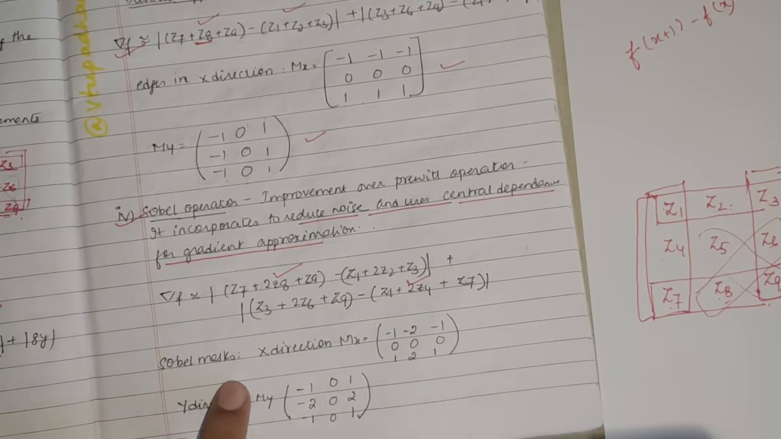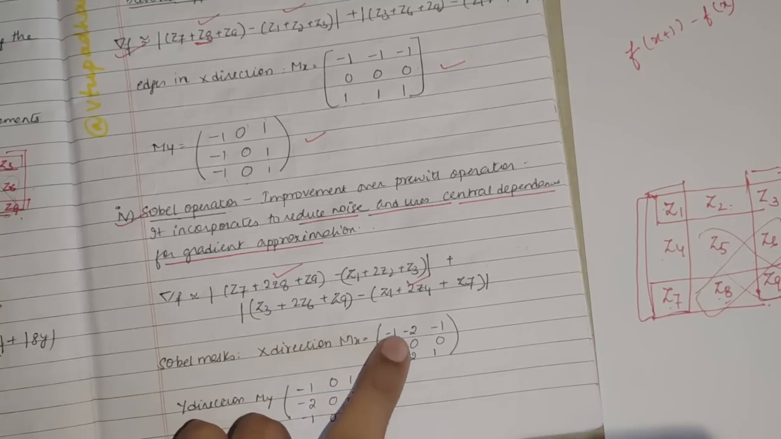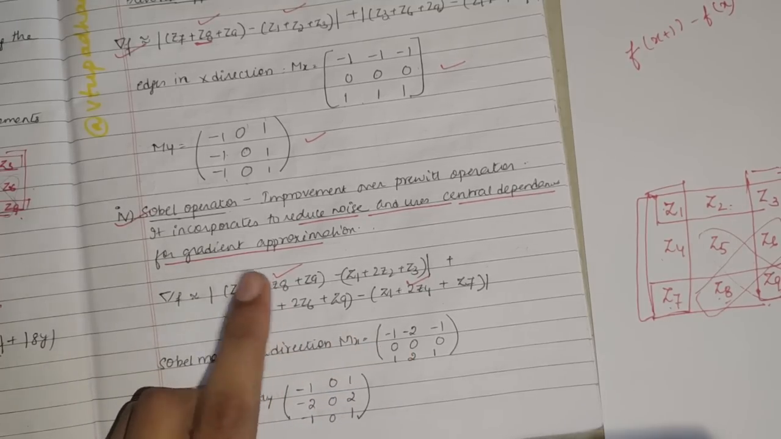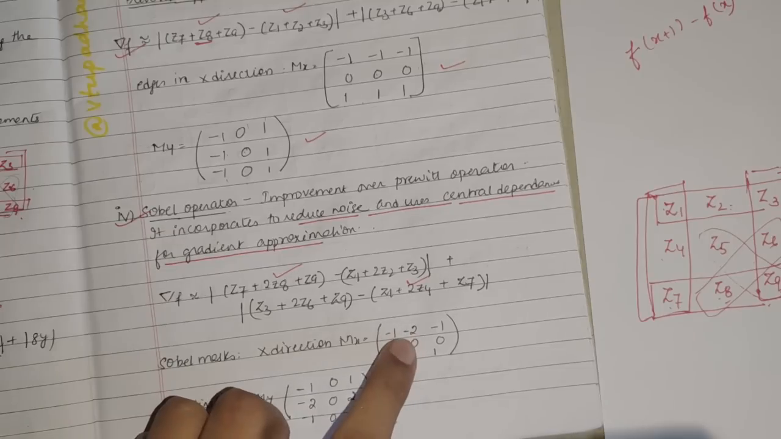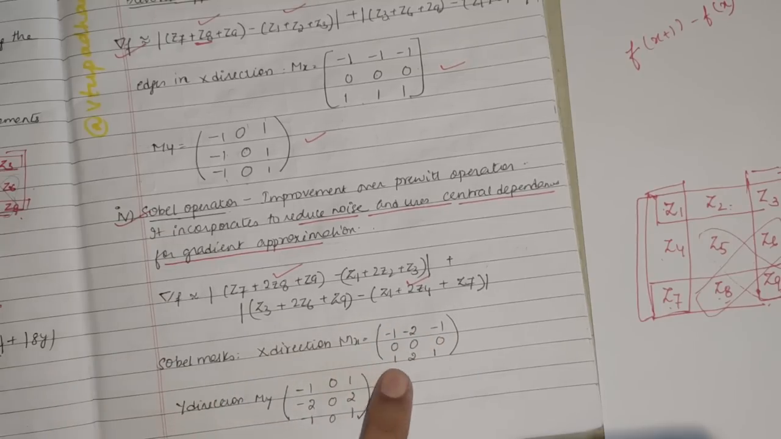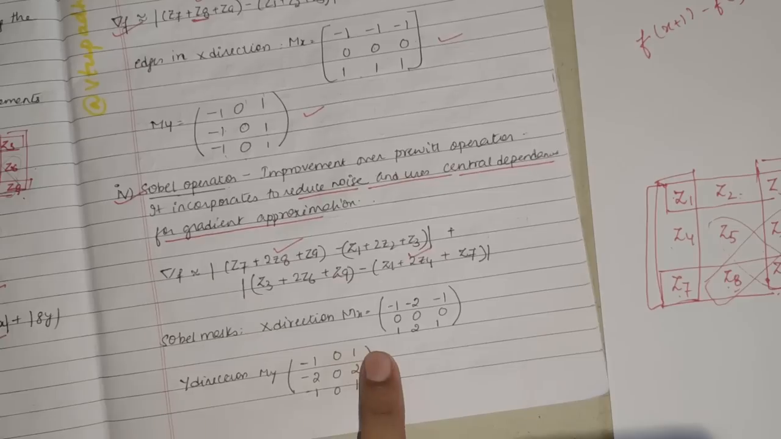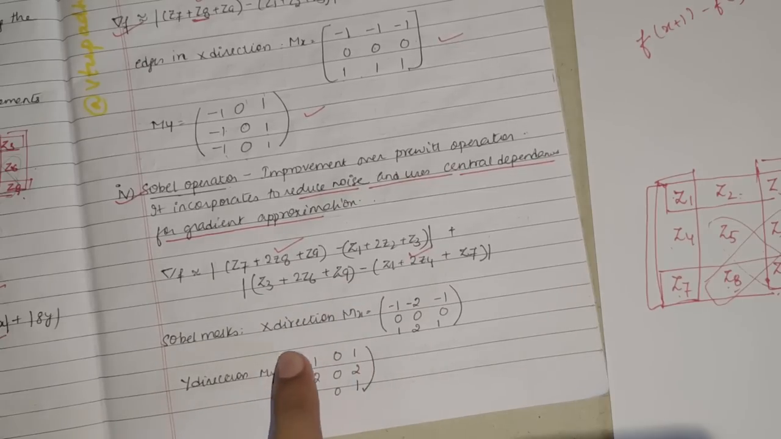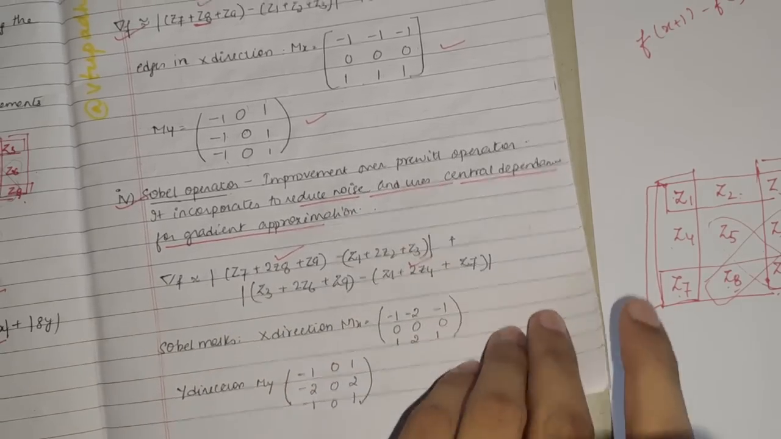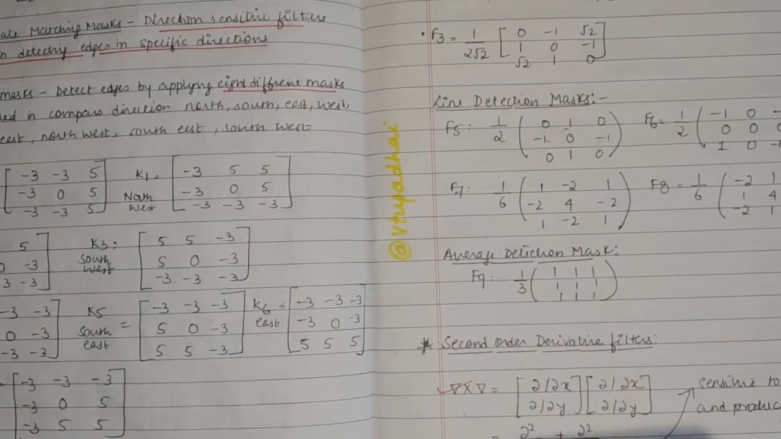So what is the mask you have to represent? Mx will be equal to −1 −2 −1, 0 0 0, 1 2 1. Just here we have performed a double operation in the middle. For the y direction, just apply the transpose to it: −1 0 1, −2 0 2, −1 0 1. Moving forward.